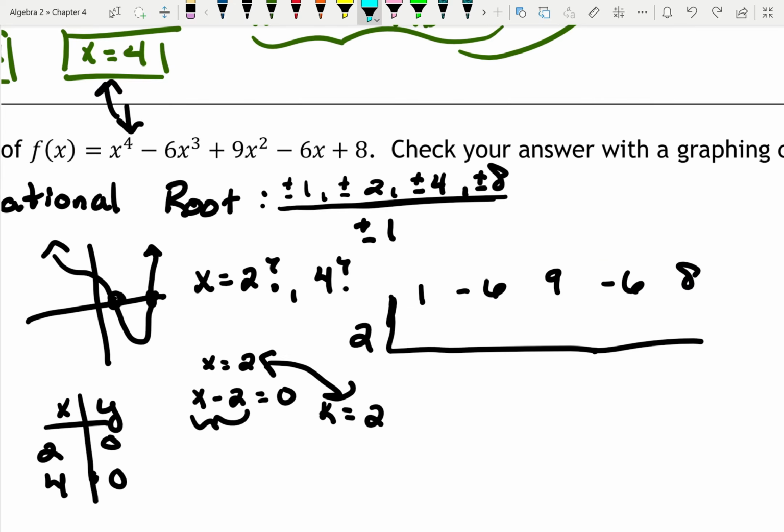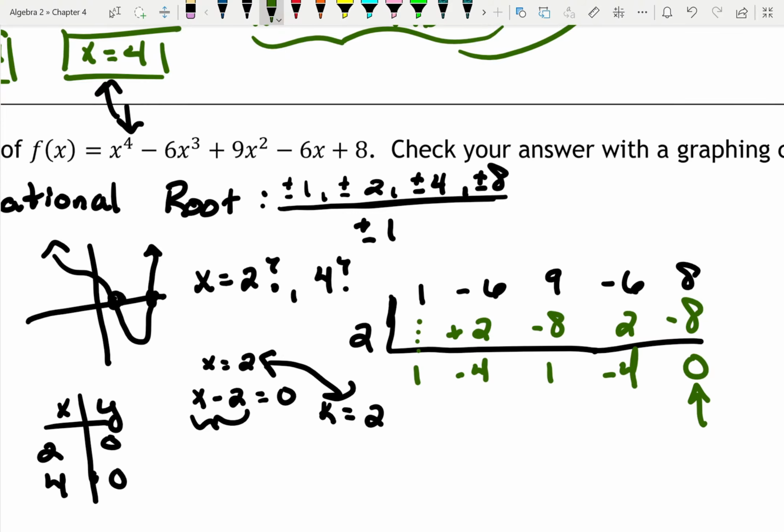So now, in synthetic division, you drop down the first number, 1, and then you multiply. 2 times 1 gives me 2, and then I add these. That gives me -4. Then I multiply to get -8, so 1, 2, -4, -8, and then 0. This remainder being 0 confirms that x equals 2 is a good answer. So I'm going to go ahead and circle that.